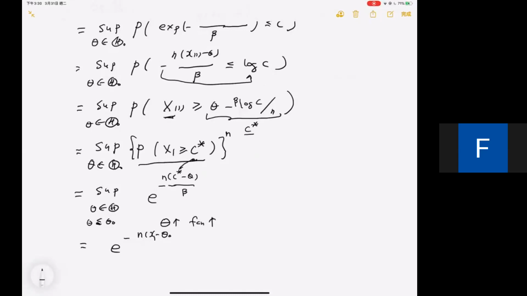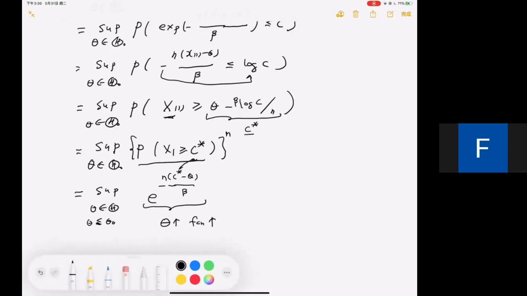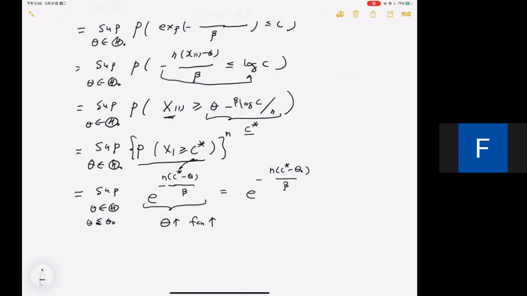Okay, good. Again, the point is still it's an increasing function of theta. So that means good things happen at the boundary, then eventually the maximizer is theta 0, and then the whole value becomes minus beta n c star minus theta 0. Then you can write it that way. Okay, good. So that means eventually t equals alpha. Then using that to solve for C star, it's minus n C star theta 0 divided by beta equals log alpha.